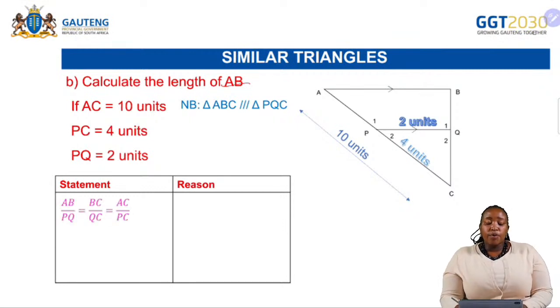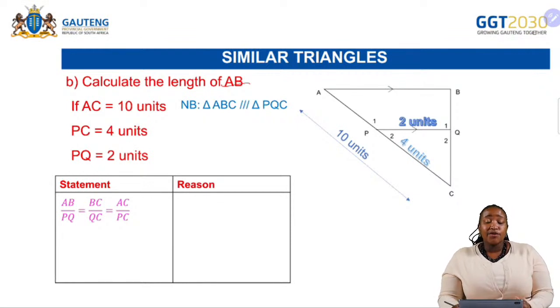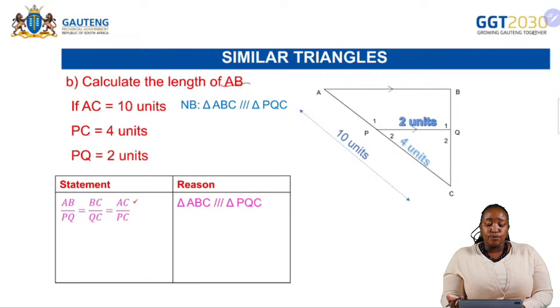Okay, so because we know that we've proven that these two are similar, we can actually use their ratios, all right? So AB divided by PQ is equal to BC divided by QC and AC divided by PC, all right? And your reason would be that these two triangles are similar, and you've proven that as well.